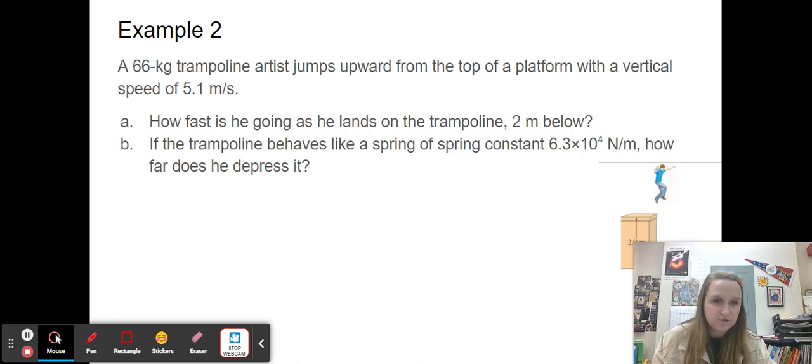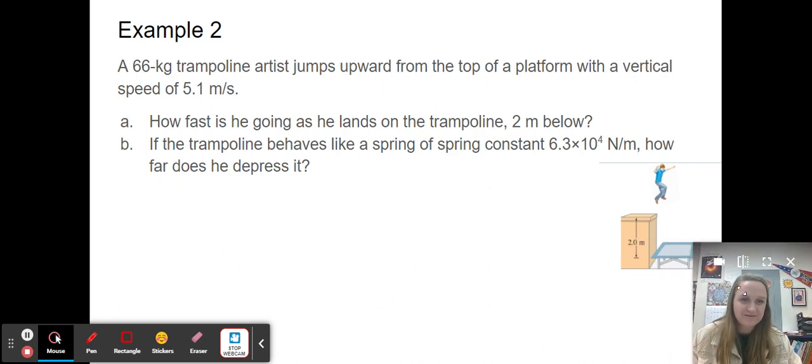So I am blocking the picture now. Let me make myself smaller. There we go. A 66 kilogram trampoline artist jumps upward from the top of a platform with a vertical speed of 5.1 meters per second. How fast is he going as he lands on the trampoline 2 meters below? So we're not looking at the trampoline yet.